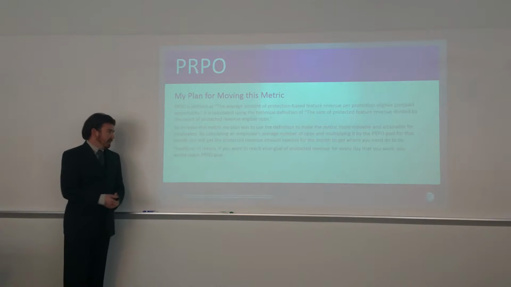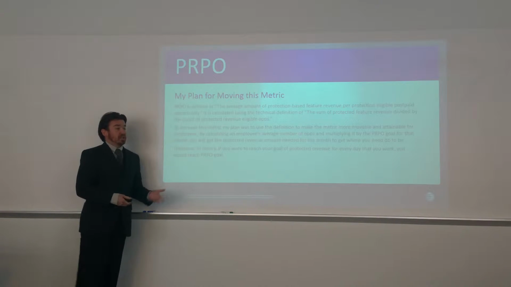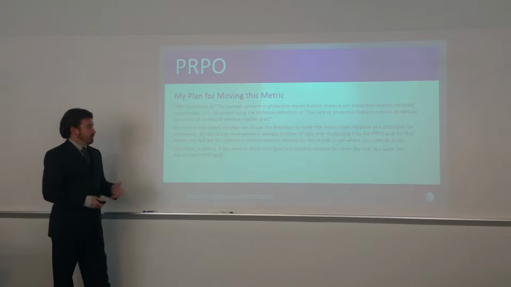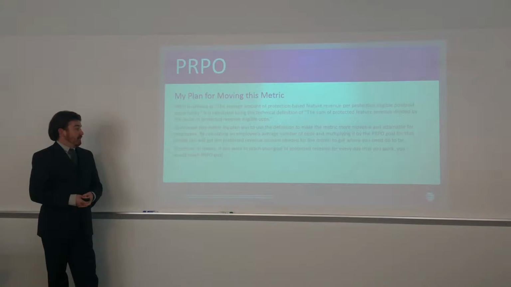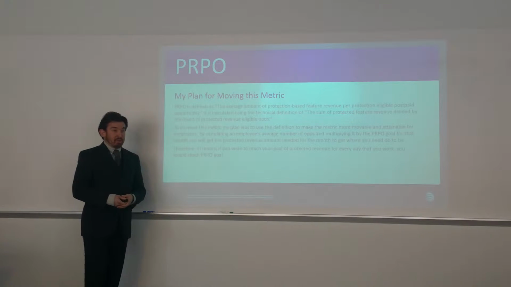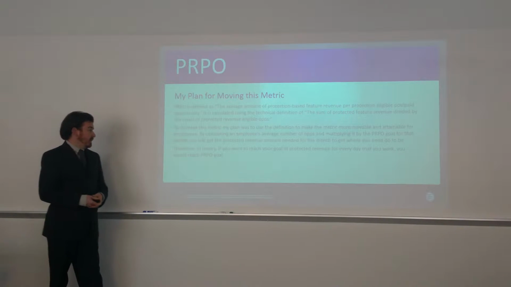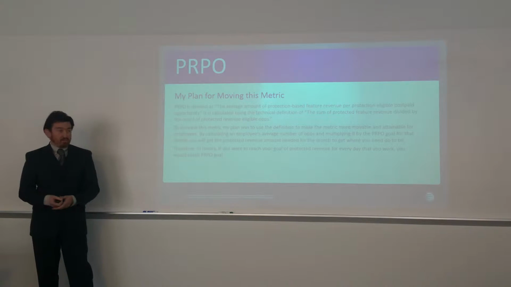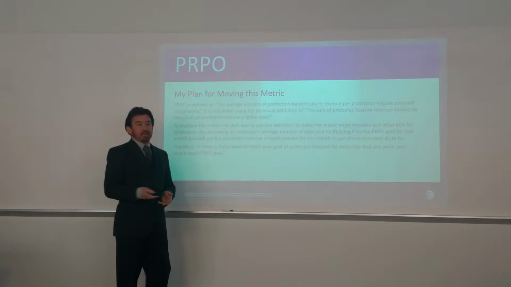So the plan to increase the metric was to use the definition to make the metric more attainable and movable for employees. By calculating an employee's average number of ops and multiplying it by the PRPO goal for that month, you will get the protected revenue amount that employee will need in order to be successful, all right? Therefore, in theory, if you were to reach your goal for protected revenue, as I stated before, you would reach your PRPO goal. How did this pan out?